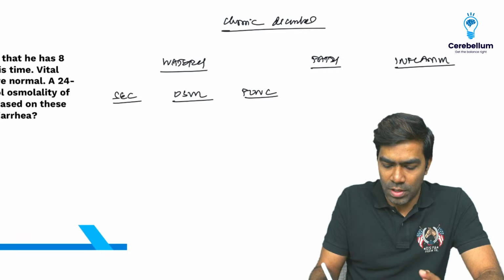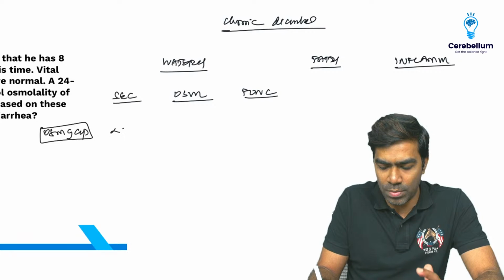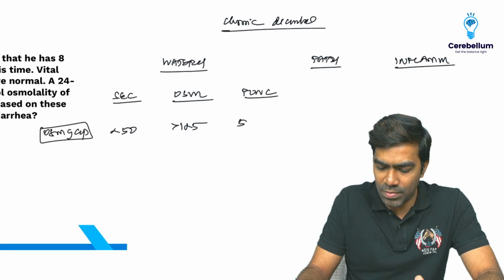If you look at the osmolal gap, what will the osmolal gap be? In secretory diarrhea, as I told you, it's going to be less than 50. In osmotic diarrhea, it will be more than 125. In functional diarrhea, it will be somewhere around 50 to 100. Not less than 50, not more than 125. It will be somewhere in between.